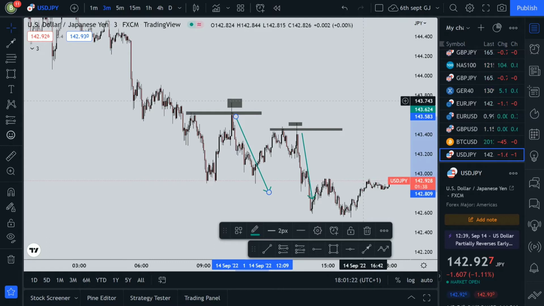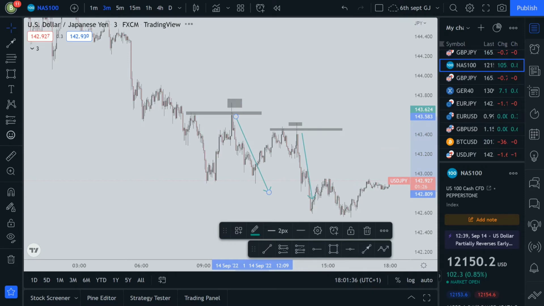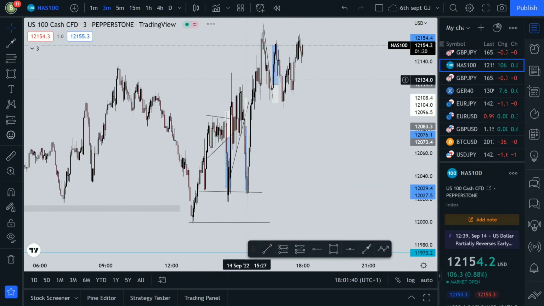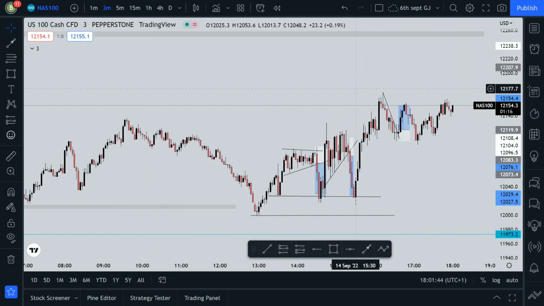So we'll be looking at how to correctly place your stop loss, guys. So how do you correctly place your stop loss? I always say this to my team: always place your stop loss where price invalidates your market structure. Always place your stop loss where price invalidates your market structure.